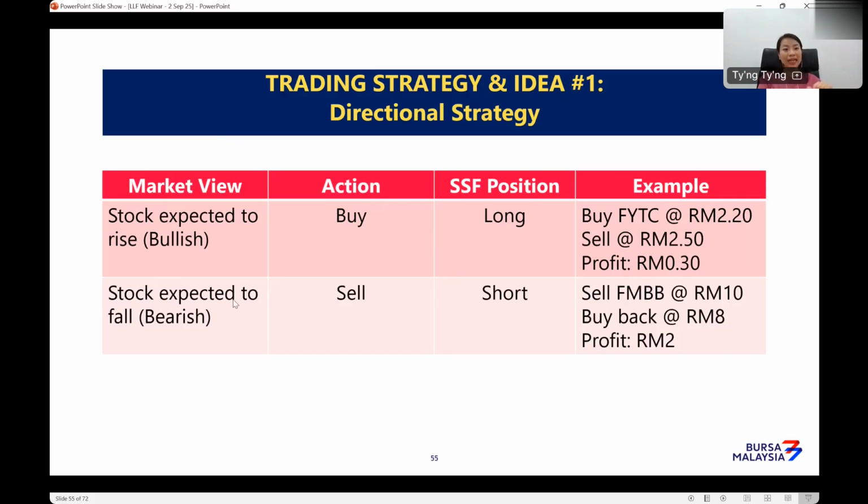Now, if your stock is expected to fall, which is a bearish view, your action will be to sell, and your SSF position will be a short position. So let's say, for example, you sold FMBB, which is your Maybank shares, at $10. Eventually, you buy back at $8. You are having a profit of 2 ringgit Malaysia. So if you own one contract, that is representing 2 times 100, that's 200 ringgit Malaysia for one single stock futures contract only. So this is the first trading strategy and also the first idea, the directional strategy.